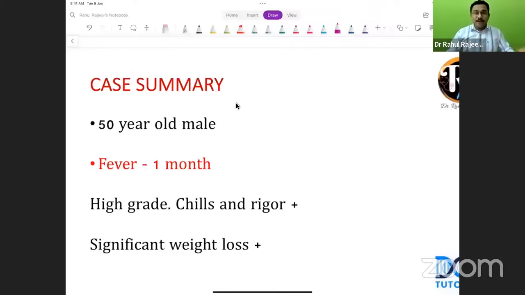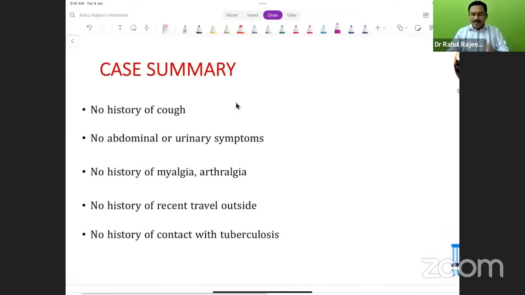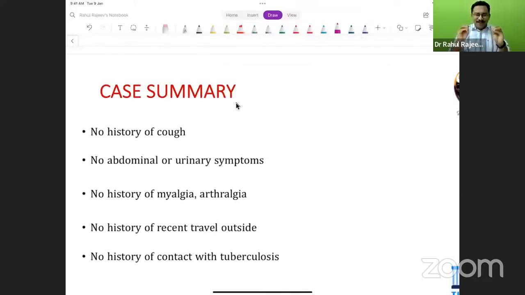So the case summary is that of a 50-year-old male, okay? And he presented to us with fever of 1 month duration. It was a high-grade fever with chills and rigor with significant weight loss. Got it? Fine. So some positive history there. Coming to some negative history, no history of any cough, no abdominal or urinary symptoms, no history of myalgia, arthralgia, no history of any recent travel outside, and no history of any contact with tuberculosis. Okay, right. So these are my basic summary points.